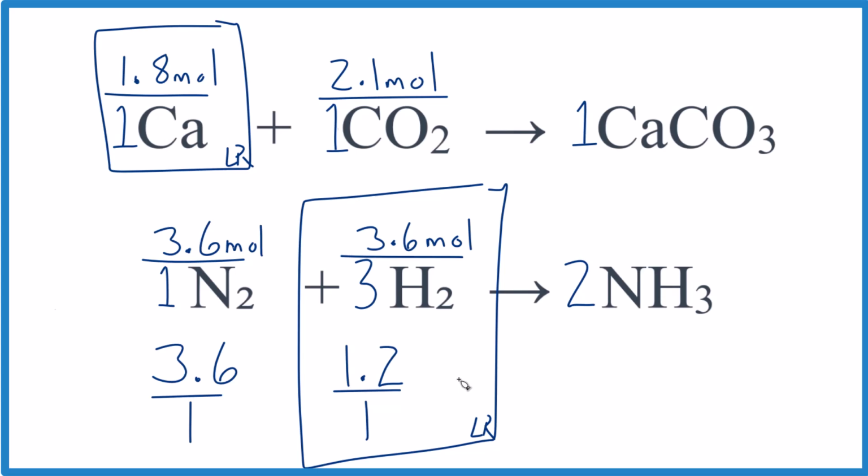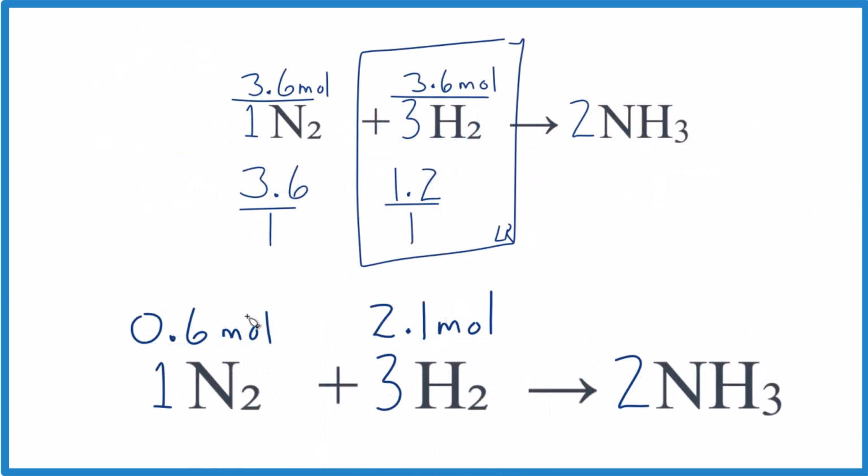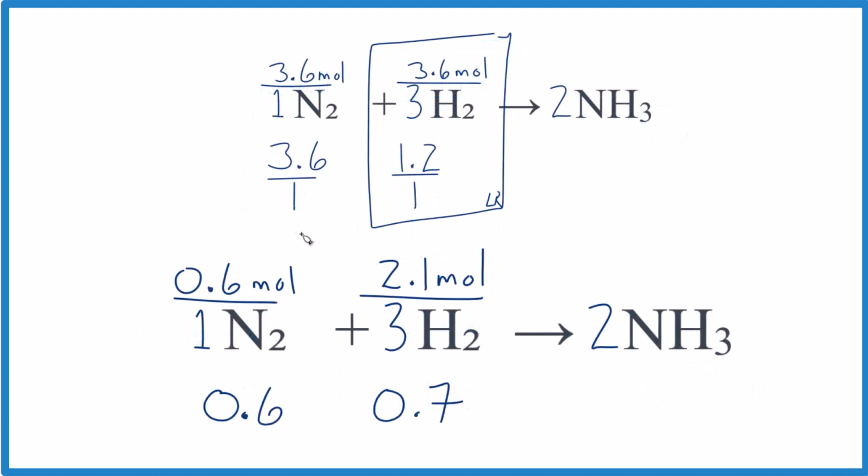So pause, try this one. You're given two amounts. Which one of these is going to be the limiting reactant? Which do we run out of in this reaction? This is less. It's the limiting reactant. That's it.